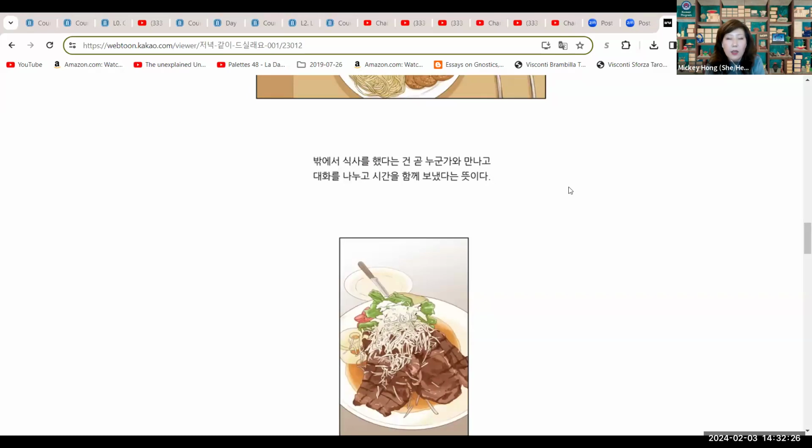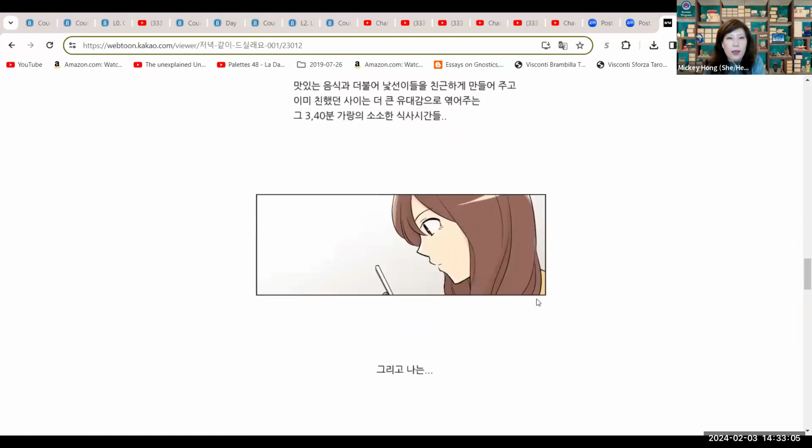밖에서 식사를 했다는 건, the fact that you had eaten outside, you dined outside, means 곧 누군가와 만나고 대화를 나누고 시간을 함께 보냈다는 뜻이다. 뜻이다 means "it means," right? So when you dined outside, that immediately means you met with somebody, you shared a conversation with that person, and spent time with that person. That's what dining out means. 맛있는 음식. Come on, you guys know that expression.